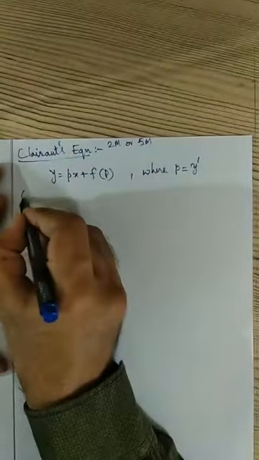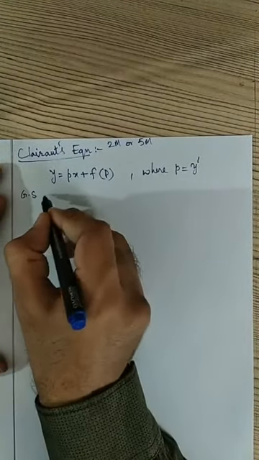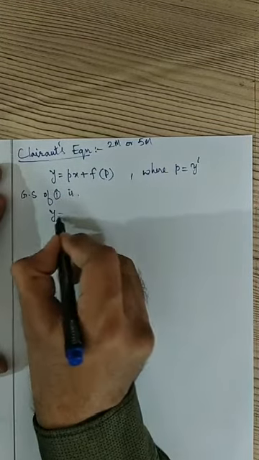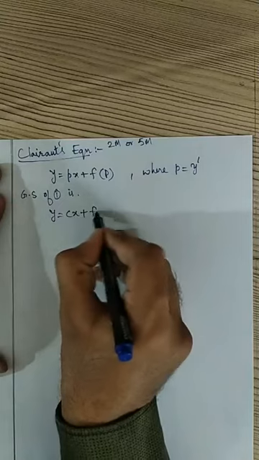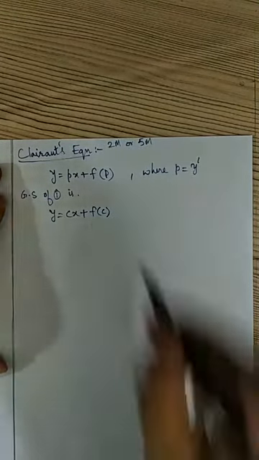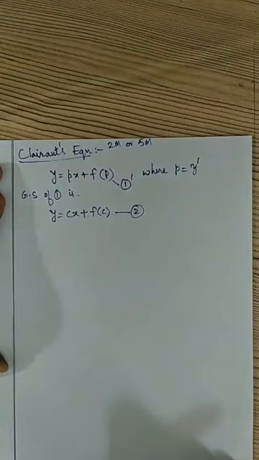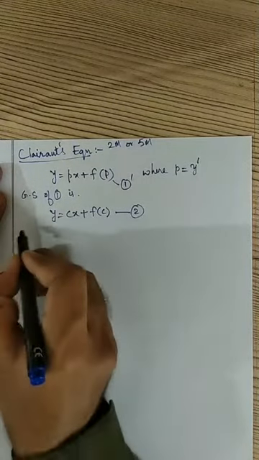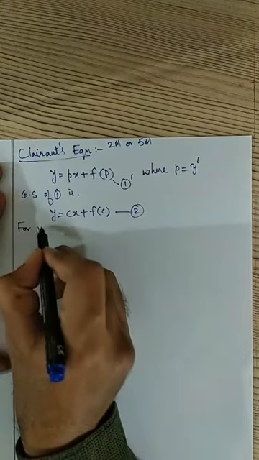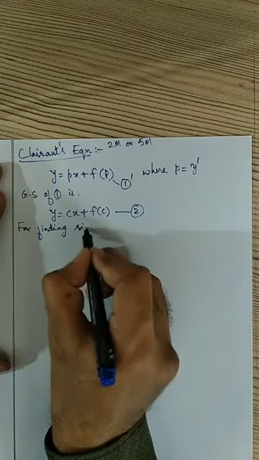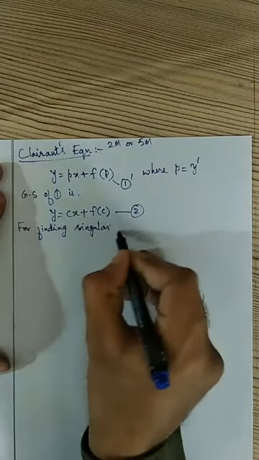So general solution, how do we find? General solution of 1 is, we have to replace p with c. Then it will become cx plus f of c. So consider this equation as 1, then this is 2. So how do we get the general solution? Just we have to replace p with c. We will get general solution. Next, how to find the singular solution?